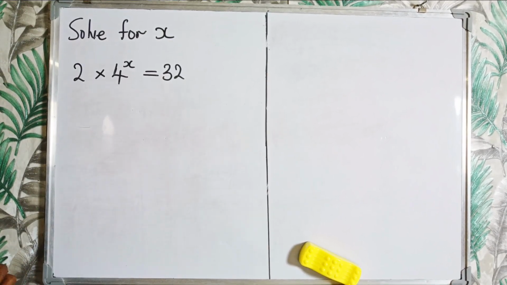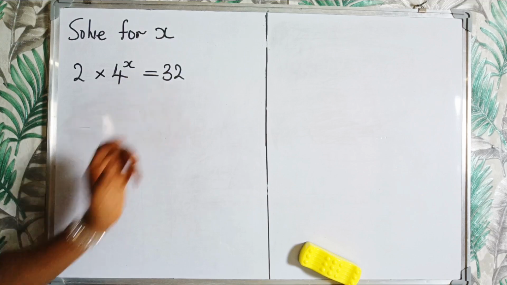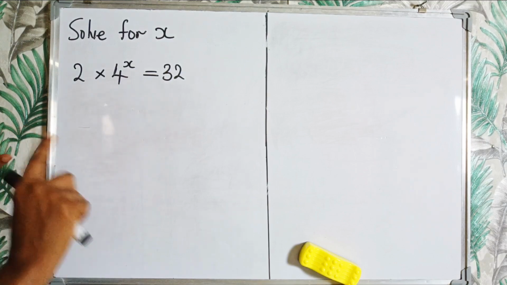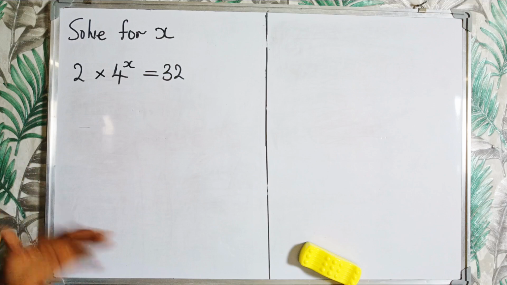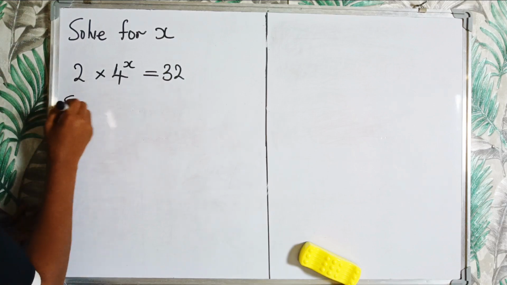Today we have an interesting question on the board. Solve for x. And the question is 2 times 4 raised to the power x is equal to 32. There are two ways we can solve this problem. Now I'm going to take the first method and thereafter take the second. So, solution.